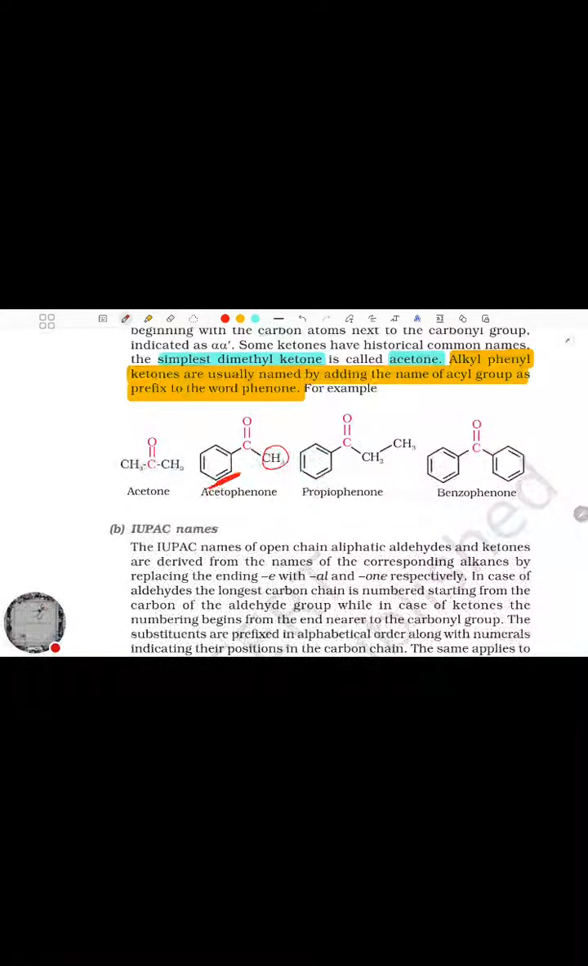And the remaining acyl group, so here I am having aceto, so it means that it indicates 2 carbon atoms presence. So here it has 1 2 3 atoms, which means it's going to be given a propiophenone. And then here, benzene is going to be the acyl group, so it's going to be a benzophenone. So here it's the propane that's going to be phenone, and this is acetophenone.